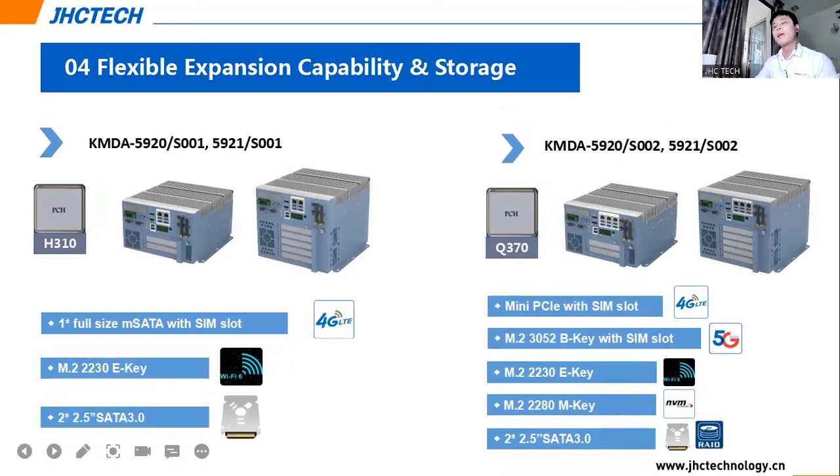This shows our KMDA-59 series inside slots. The inside slot functions are the same as the 5610. The difference is that the 59 series has expansion slots. For example, it has 2 and it has 4. I will introduce this later.